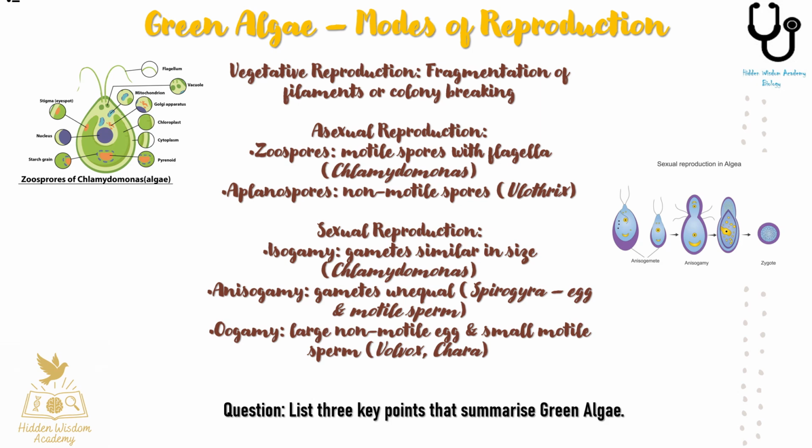Let's talk about reproduction in green algae. Green algae reproduce in different ways. Vegetative reproduction happens when filaments break into pieces or colonies split. Asexual reproduction uses spores, motile zoospores or non-motile aplanospores. Sexual reproduction can be isogamy, where gametes are the same size, anisogamy, where gametes differ in size, or oogamy, where a large egg fuses with a small sperm. Examples are Chlamydomonas, isogamy, Spirogyra, isogamy, and Volvox or Chara, oogamy.